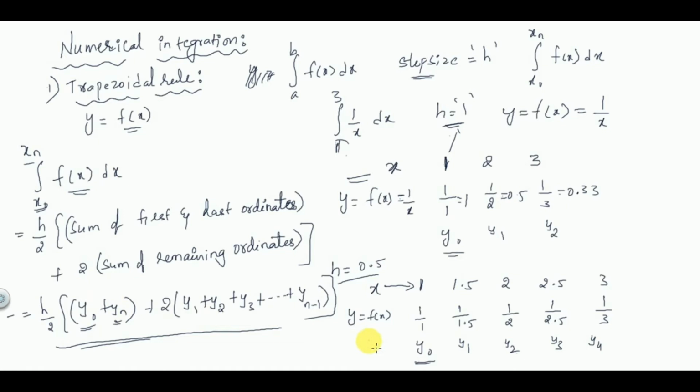If you apply this formula to this problem, what will be the value? h is 0.5, so 0.5 by 2 into y0 plus yn, so y0 plus y4. The y0 value is 1, the y4 value is 1 by 3 here. So 1 by 3, plus 2 into the remaining values, 1 by 1.5 plus 1 by 2 plus 1 by 2.5. That's all. Just find the value and you'll get the value for this integral. This is how we solve using the trapezoidal rule, and this is the formula you have to remember.